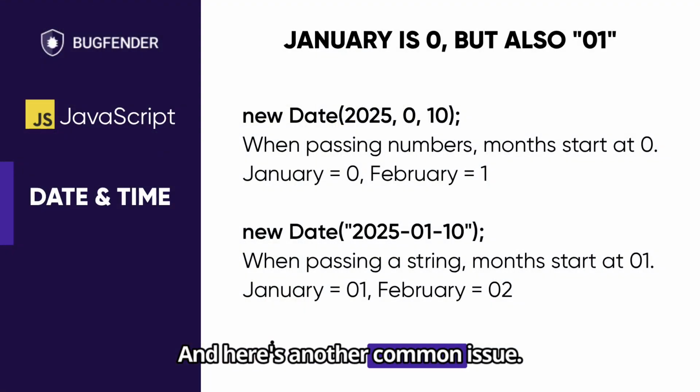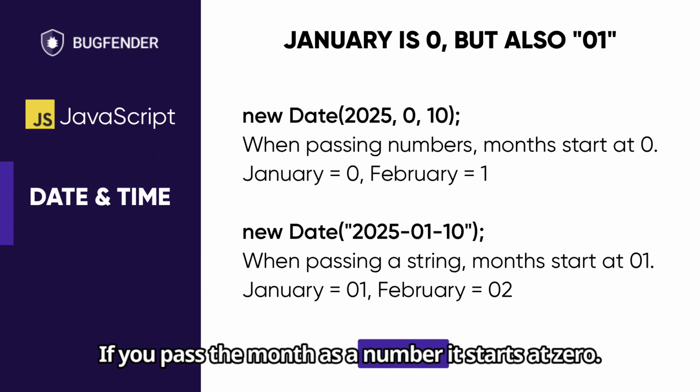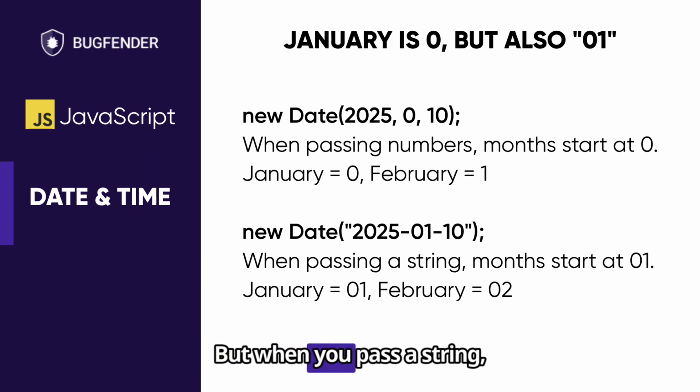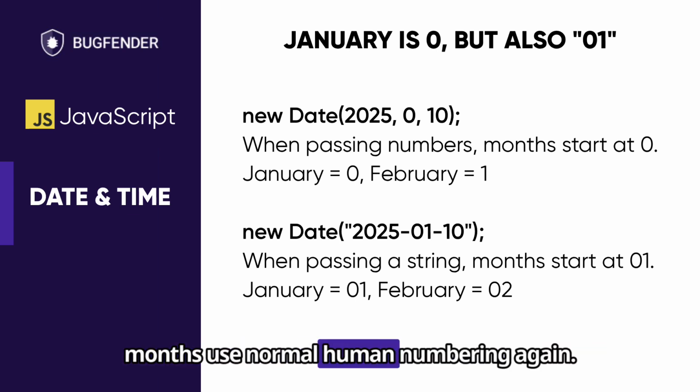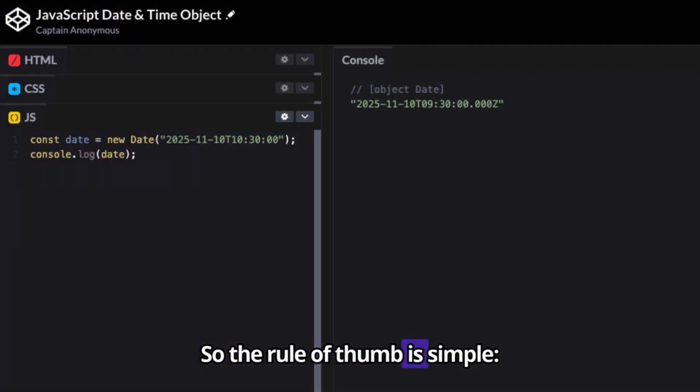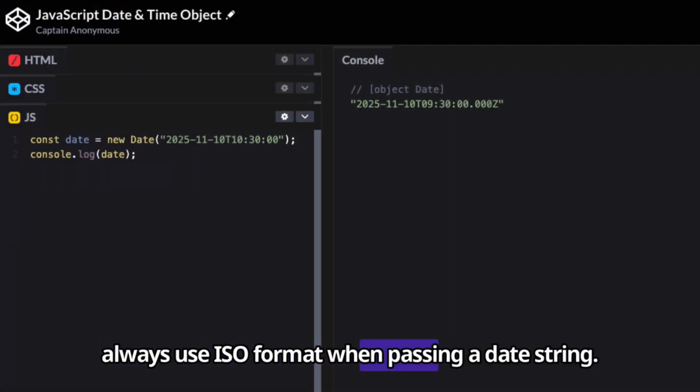And here's another common issue. If you pass the month as a number, it starts at 0. But when you pass a string, months use normal human numbering again. So the rule of thumb is simple. Always use ISO format when passing a date string.